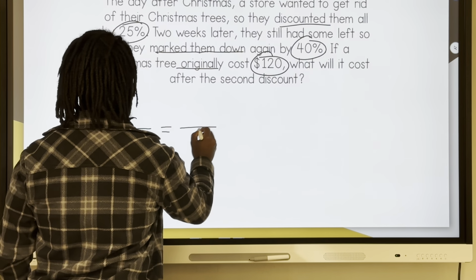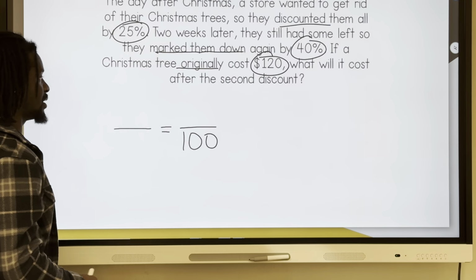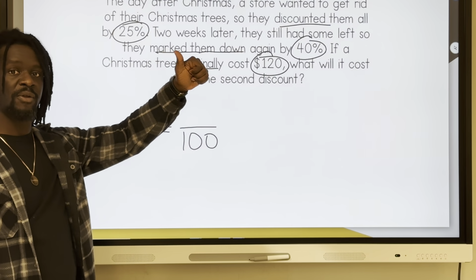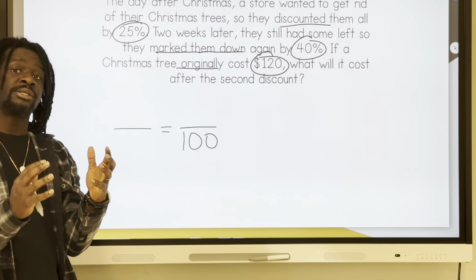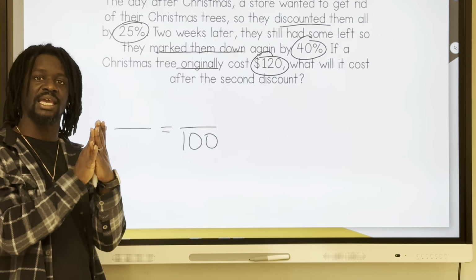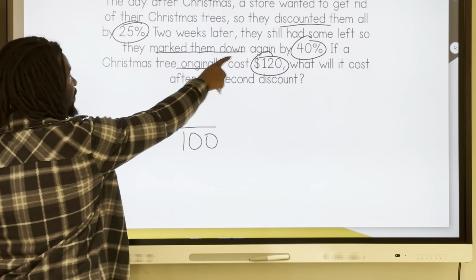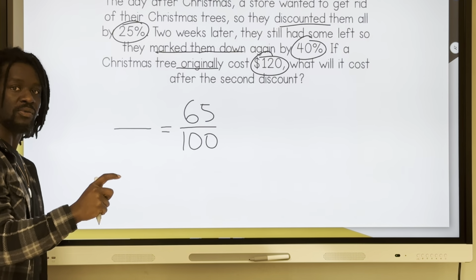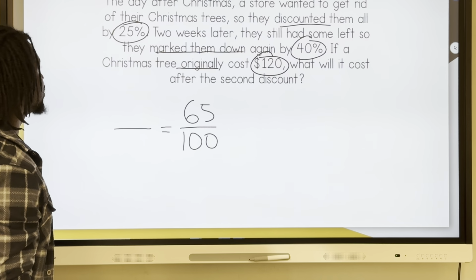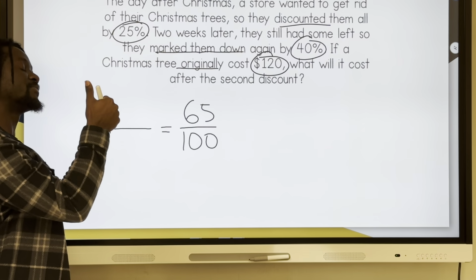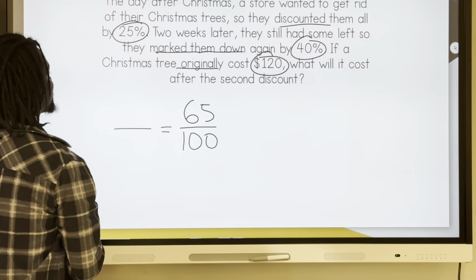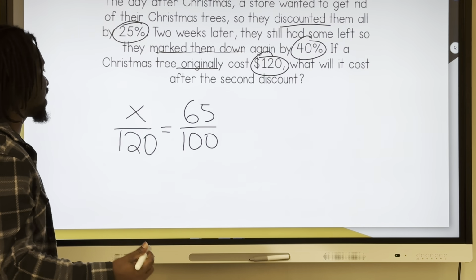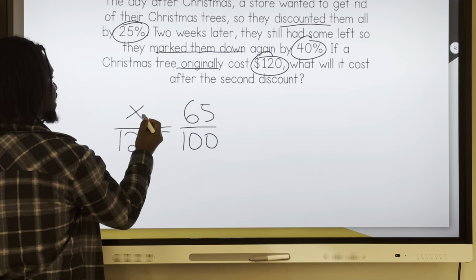So this time, when I set up my proportion, I have 2 discounts. The first one was 25, the second one was 40. So because I want to know after the second discount, I have to add the 25 plus the 40, that is going to give me 65. That is the amount that was discounted. 25 plus the 40, all right? And then the original cost was 120, and I'm looking for how much it will cost after the second discount.